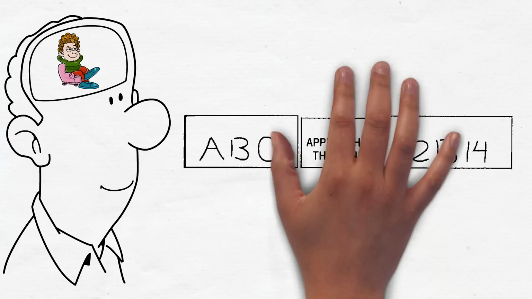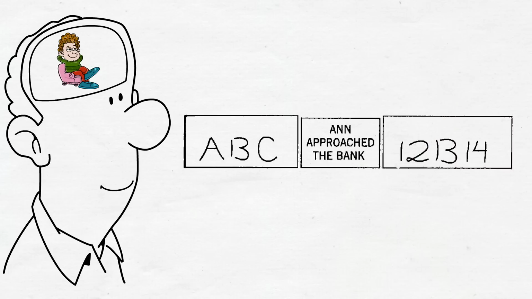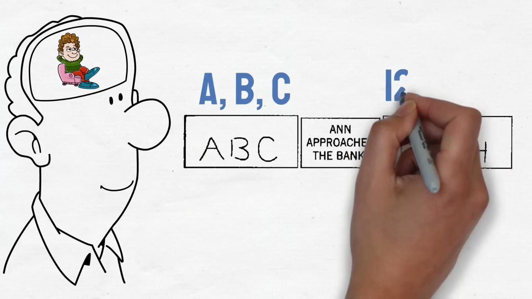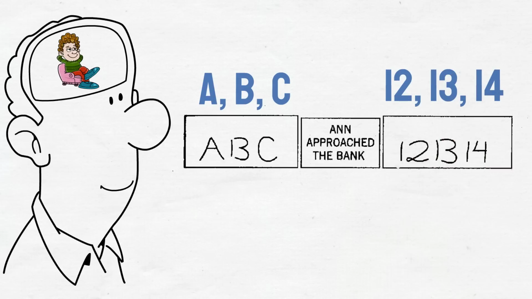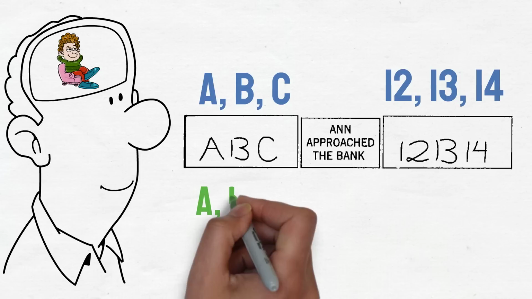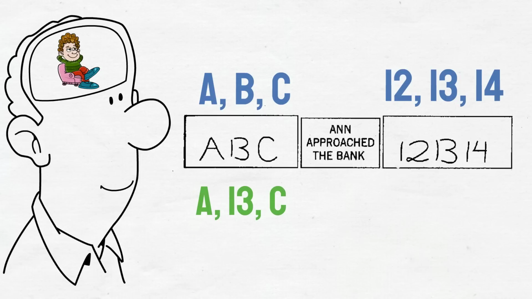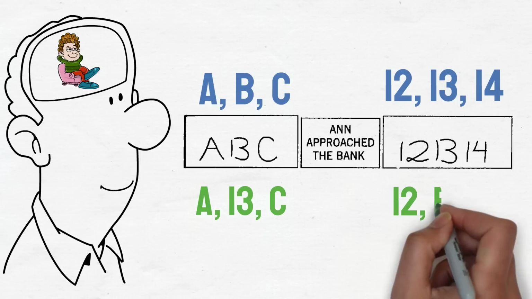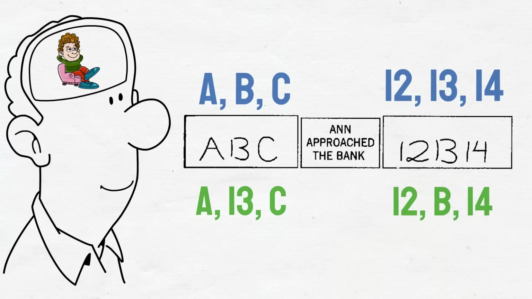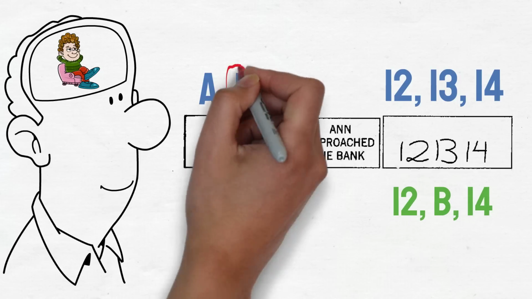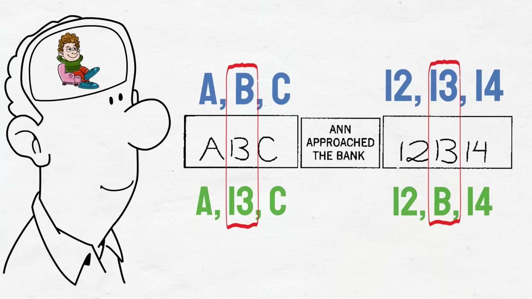Take a moment to look at these three figures. You probably read the left figure as A, B, C, and the right figure as 12, 13, 14. But if you look closely, you could have just as easily read the left figure as A, 13, C, and the right figure as 12, B, 14, because the middle characters are ambiguous. But the point is that your brain did not favor ambiguity and analysis.